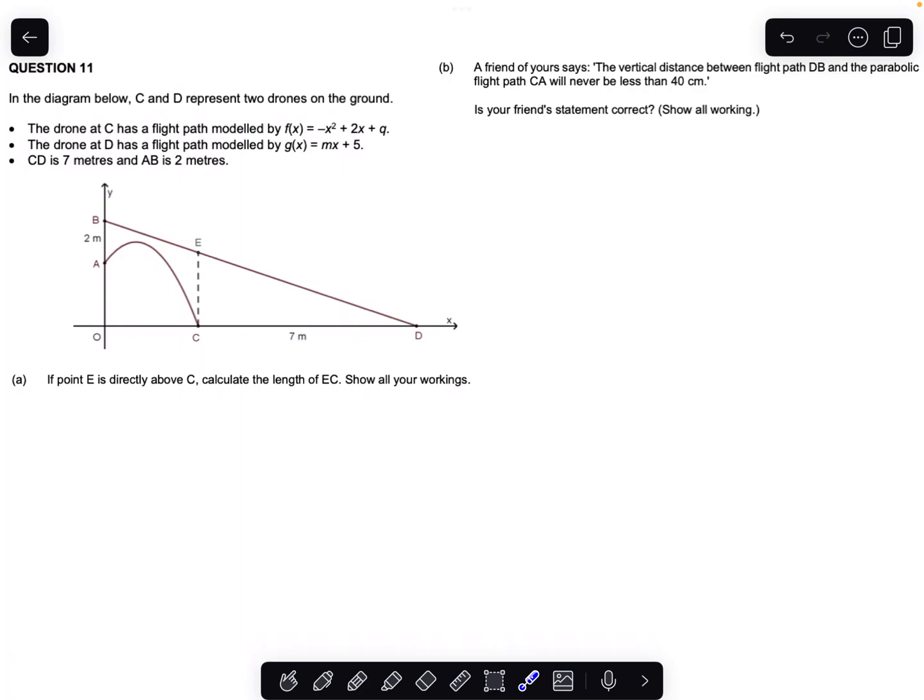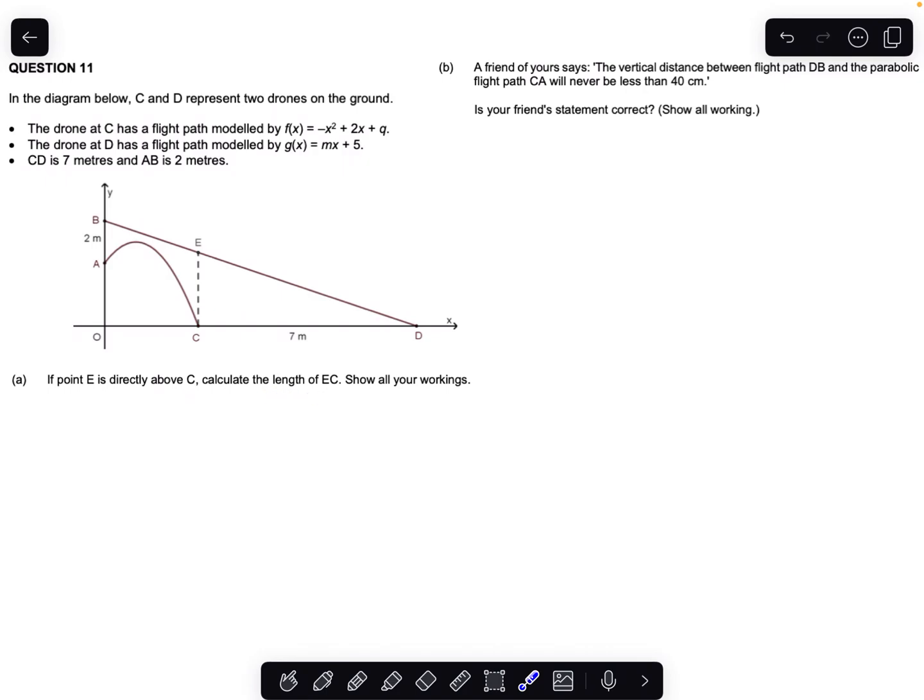Okay, so we have this parabola here, which is f of x is equal to minus x squared plus 2x plus q, and this straight line here, which is this guy, g of x is equal to mx plus 5. CD is 7 meters and AB is 2 meters. Okay, and then we're asked if point E is directly above C, calculate the length of EC.